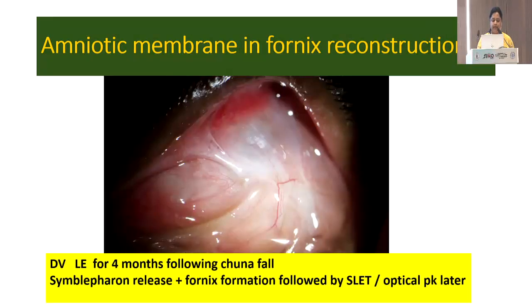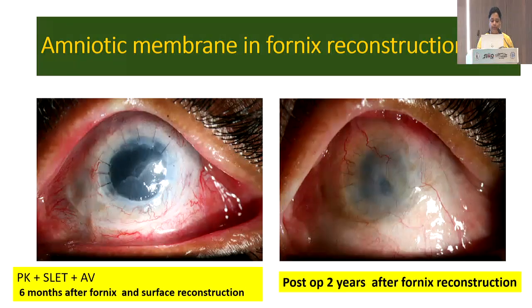This is the patient I have shown. This is a tuna injury patient, 4 months following a tuna fall. In this case, the symblepharon release and fornix formation has been done, followed by SLET and optical PK later by Dr. Tuhin Chaudhary. This is the post-keratoplasty SLET and anterior vitrectomy picture, 6 months after this fornix formation. And this is post 2 years. The patient now sees around 6/60 vision. She is enjoying 6/60 vision.